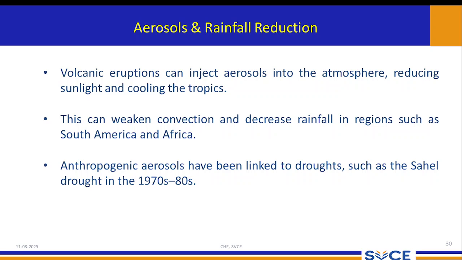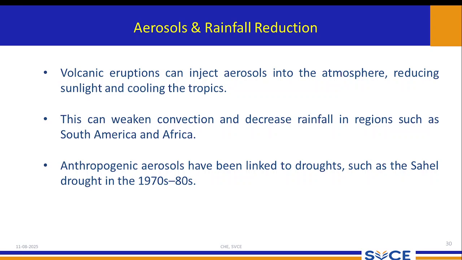Okay, that's why we are studying all this. So volcanic eruptions can inject aerosols into the atmosphere. As I told you, aerosol is nothing but air particles, which may come from air pollution or volcanic eruptions. Volcanic eruptions can inject aerosols into the atmosphere, reducing the sunlight and cooling the tropics. This can weaken convection and decrease rainfall in regions such as South America and Africa.